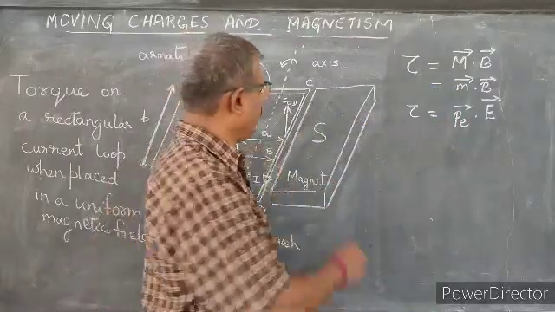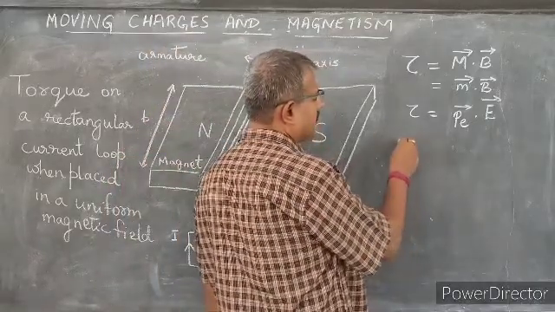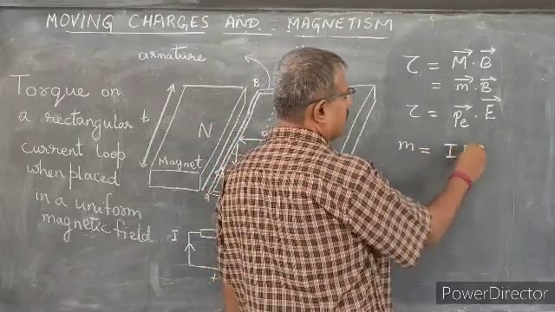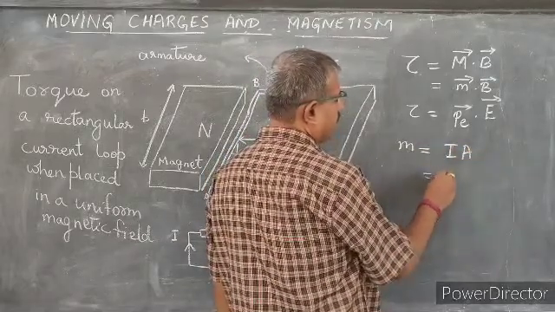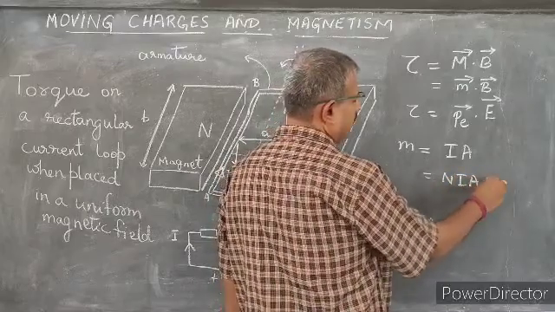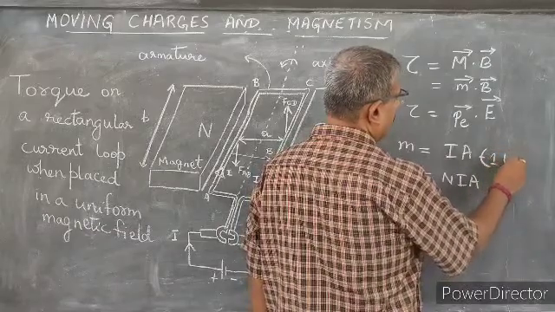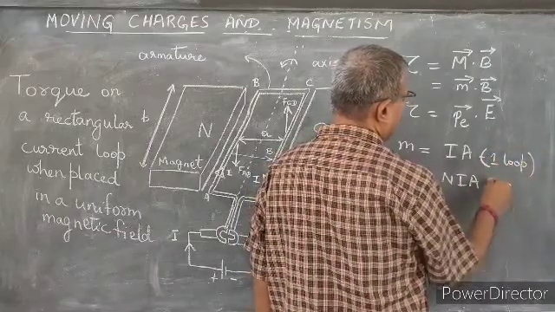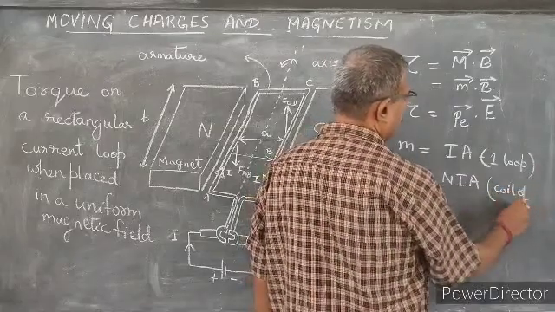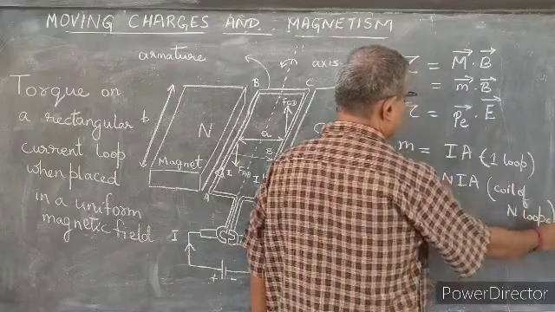Now even if you have a coil of n number of wires, n number of turns, then M, which was the product of I and A, will take the form of NIA. If this applies for one loop, this applies for a coil of n loops. So this still holds valid.